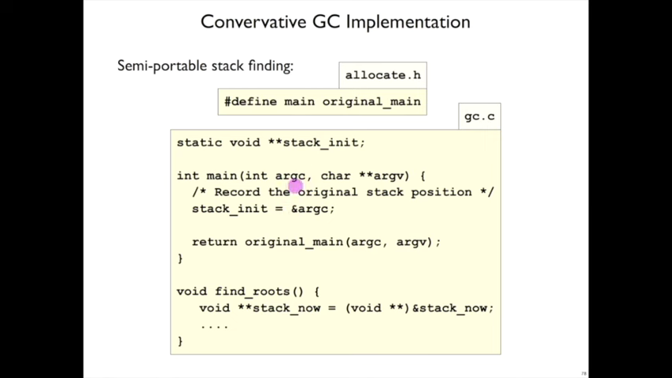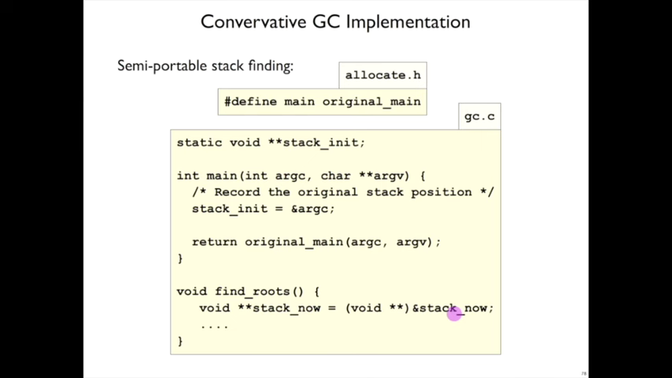If we assume that the argc variable, a local variable here, is stored on the stack, then stack init gets us roughly the current position of the stack. And then when we actually perform a GC later and we're looking for all the roots, if we take a local variable stack now and set it to its own address, if stack now is stored on the stack, now we have two addresses that bound all of the other variables that are on the stack.